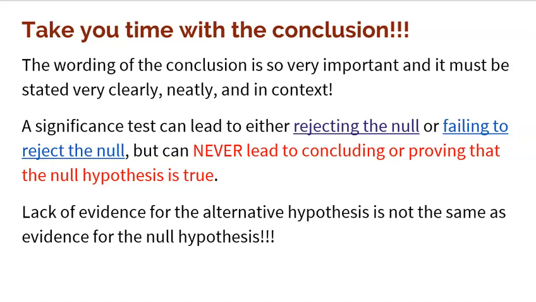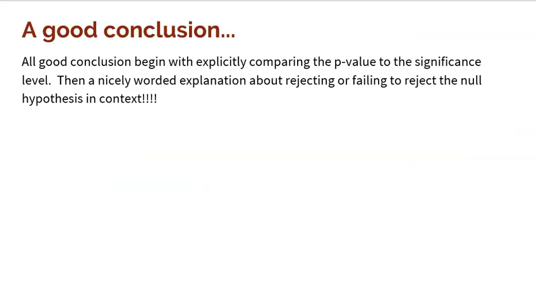Just because the prosecutors couldn't show that OJ was the murderer doesn't mean that he's innocent, right? They just didn't have enough evidence to send him to jail, okay? So all good conclusions begin with explicitly comparing the p-value to the significance level, right? Then you have to word whether you're going to reject or fail to reject in context, right? So you always start off by saying my p-value is less than or greater than the significance level, and here's my conclusion because of that. Hopefully that's all very clear.